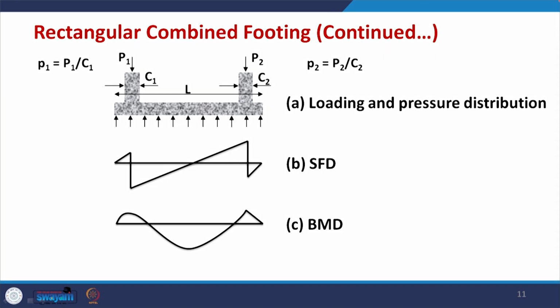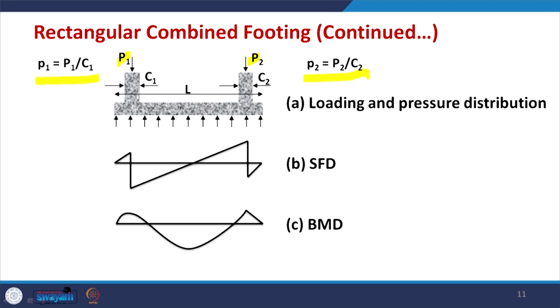In this figure the two columns carry point loads P1 and P2. The sizes of the columns are C1 and C2. So, if you distribute this load, then you get P1 by C1 on this column and P2 by C2 on the other column. So, this is the load which is coming from the top.